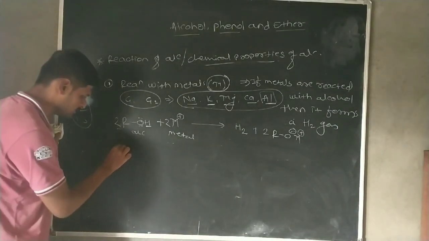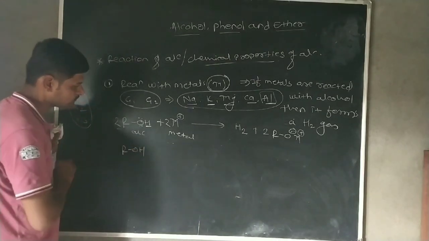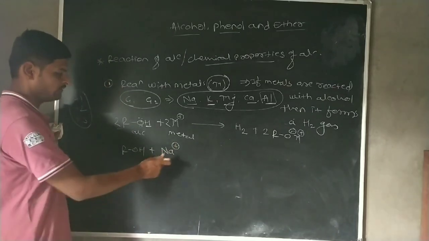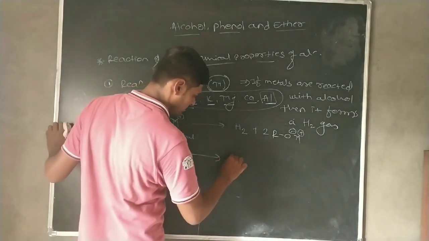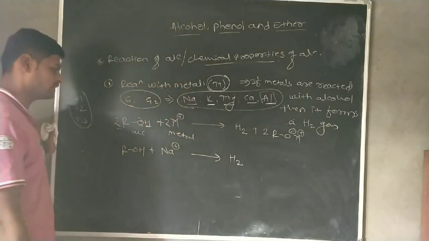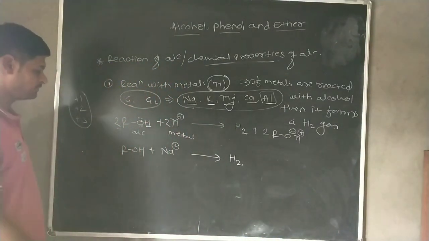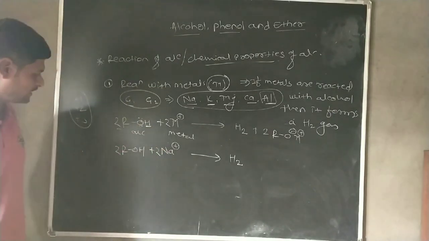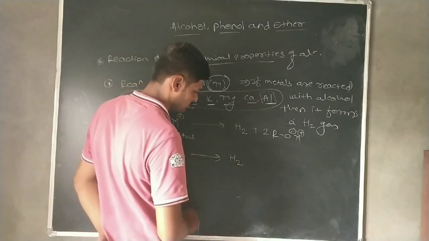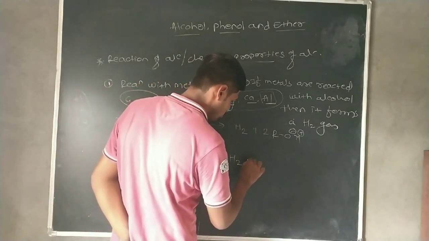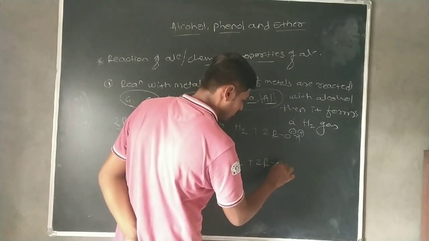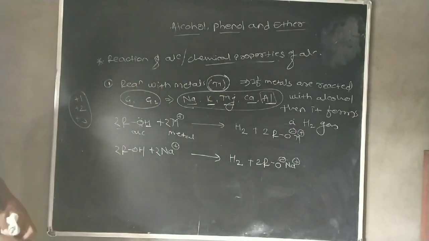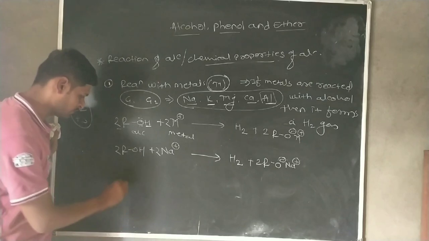By taking this example, the ROH group is reacted with sodium. Sodium shows the positive charge. When a metal is reacted with alcohol, hydrogen gas is eliminated, and with hydrogen gas, this reaction can be balanced. 2 alcohol molecules are used, and similarly 2 Na+ ions are used. 1 H2 molecule is eliminated, and there is a formation of the sodium alkoxide ion.